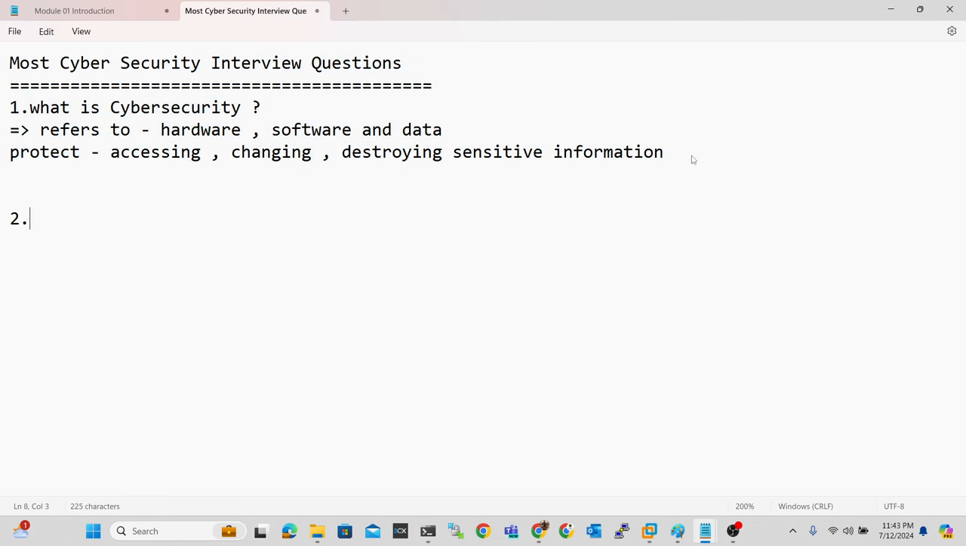Then the second question is, what are the elements of cybersecurity? It's a common question actually. When you go to an interview, it's a common question. What are the elements of cybersecurity? The first point is information security, one part of cybersecurity. Okay.